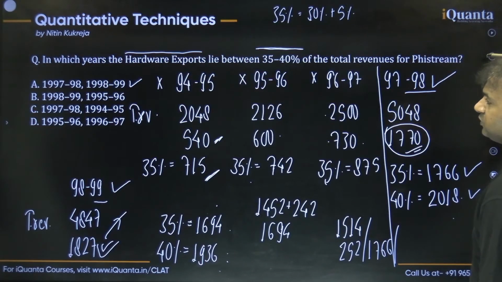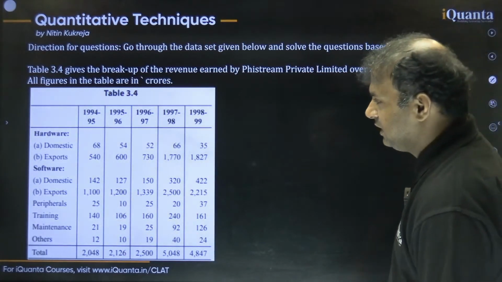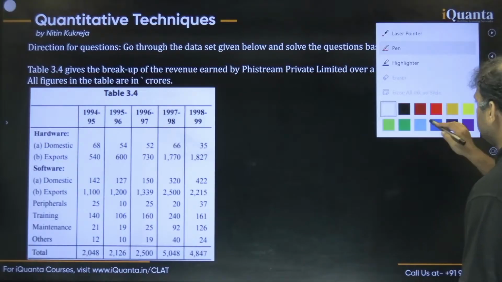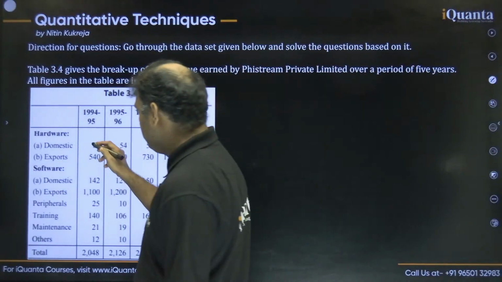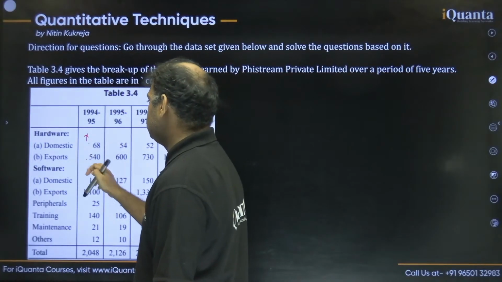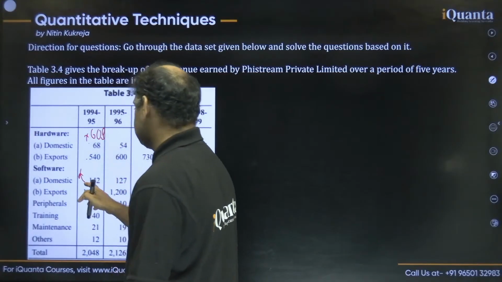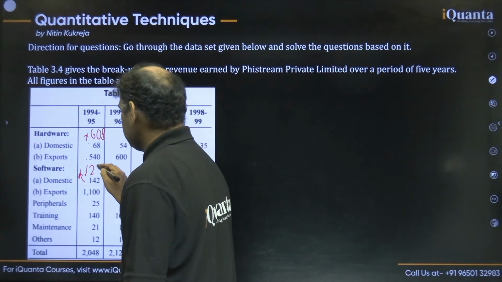Let's look at the options one by one. Hardware should be more than half of the software business. So how can we do that? See, in 1994-95, hardware business in all is how much? This is 540 plus 68 makes it 608, right? And software business is how much? We'll say it has to be 1242, right?